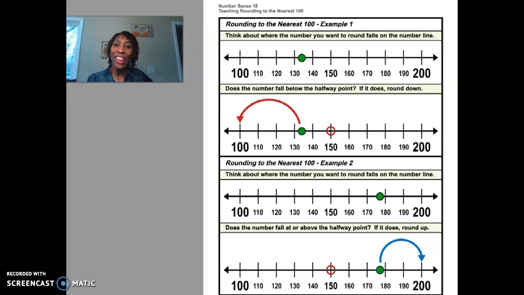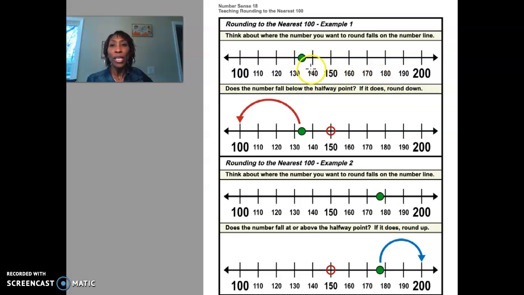Hi friends, this is activity 1 for math. Your learning goal is to round to the nearest hundred. With this activity, you're going to look at the guideline. This explains how to round to the nearest hundred.